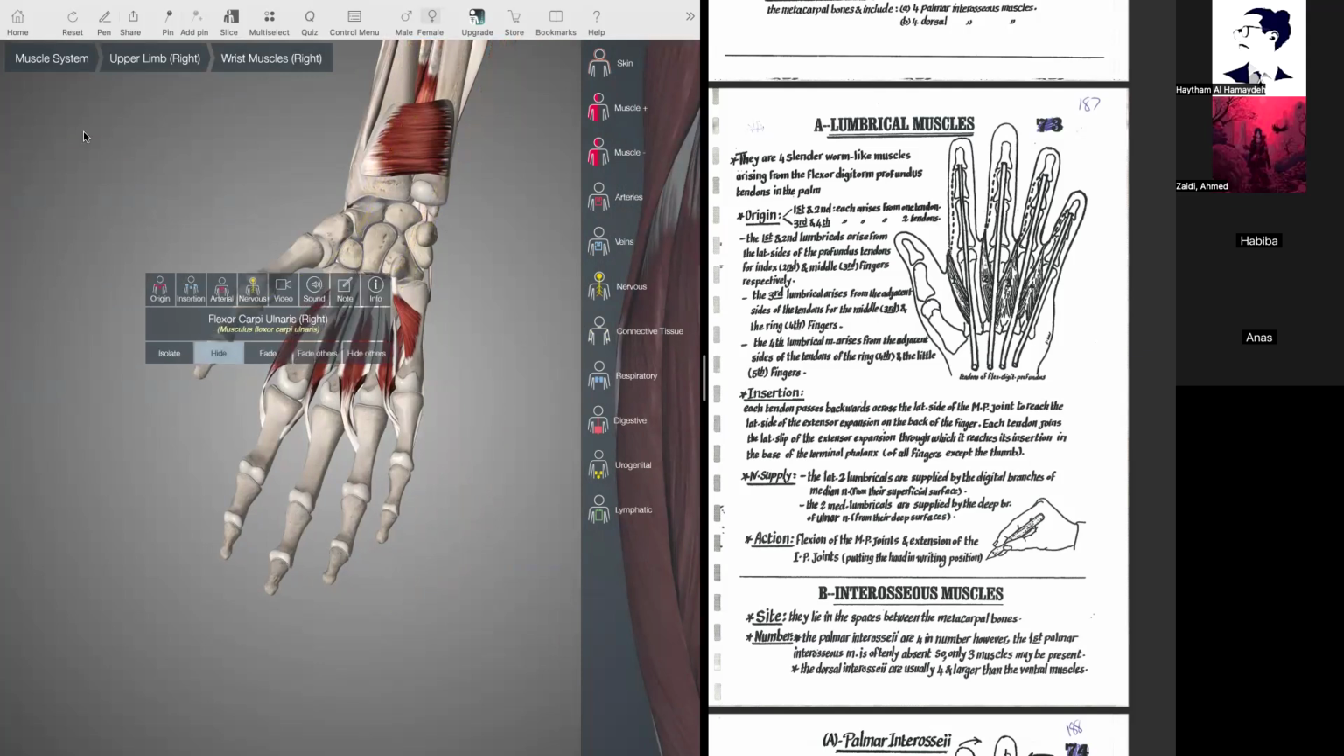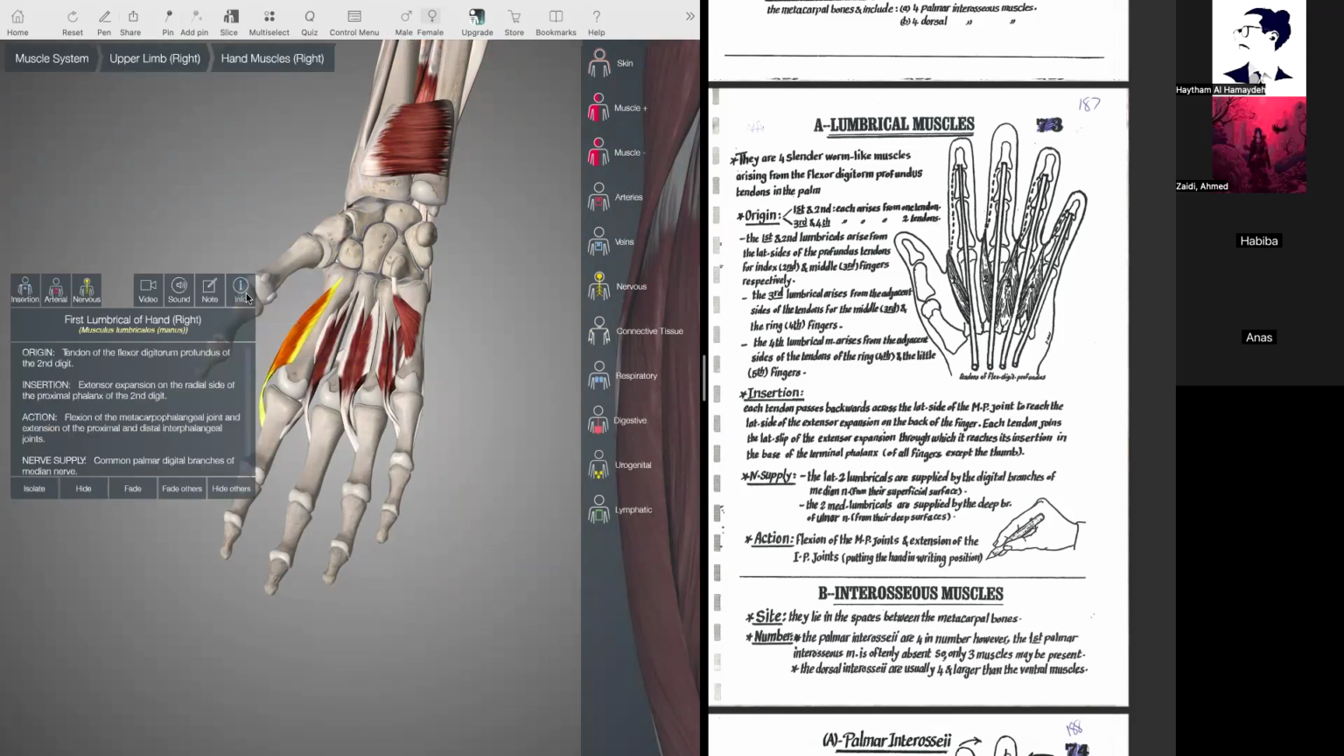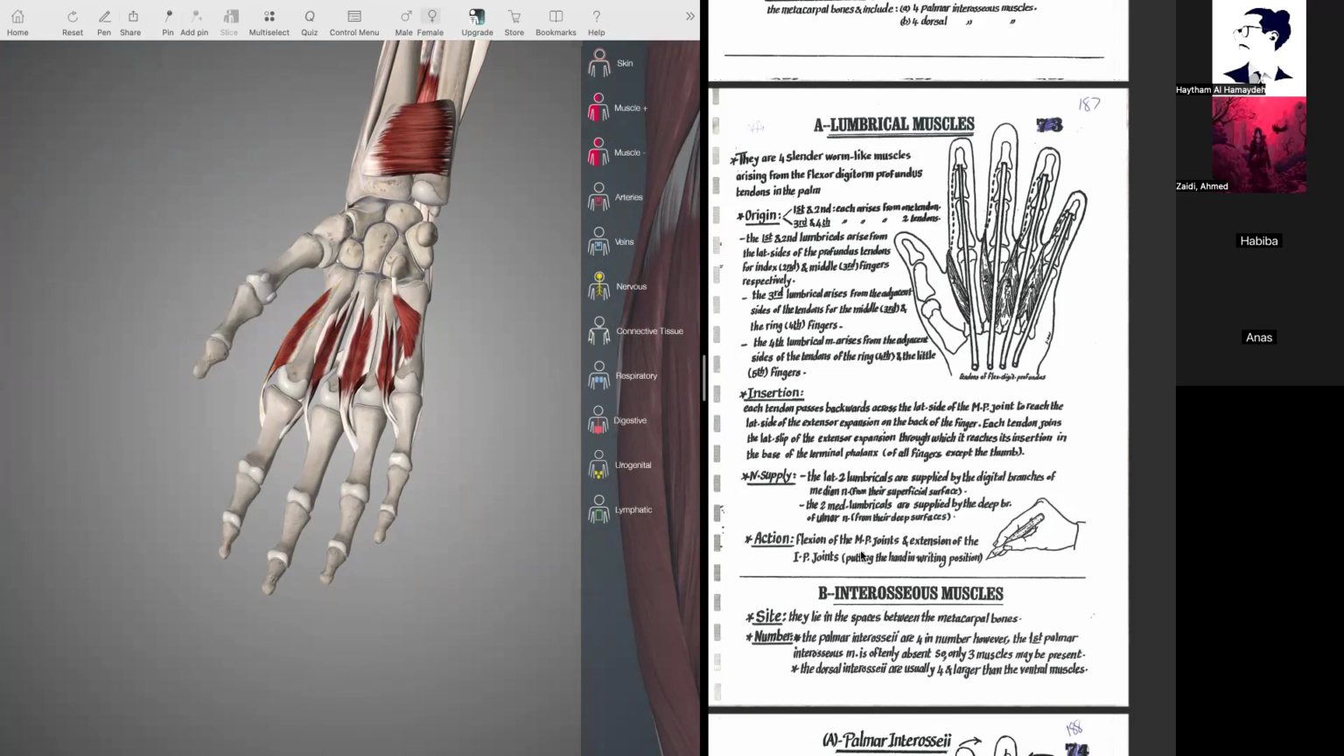Right. Now, lumbricals. In general, look here in the notes. Flexion of metacarpophalangeal joints and extension of interphalangeal joints. What does it do? It helps you hold a pencil.